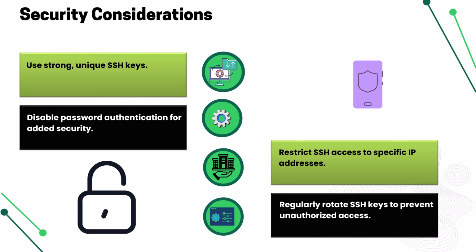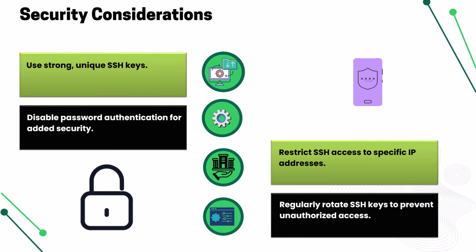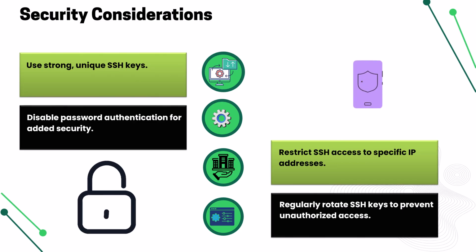Now let's talk security. Your SSH key should be strong and unique. No easy passwords here. Disabling password authentication is like putting a VIP pass on your login, making sure only those with keys get in. Restrict access to trusted IPs. It's like giving your SSH server an exclusive guest list. And yes, regularly rotating keys is necessary. Think of it as changing your house locks occasionally, just to keep things safe.